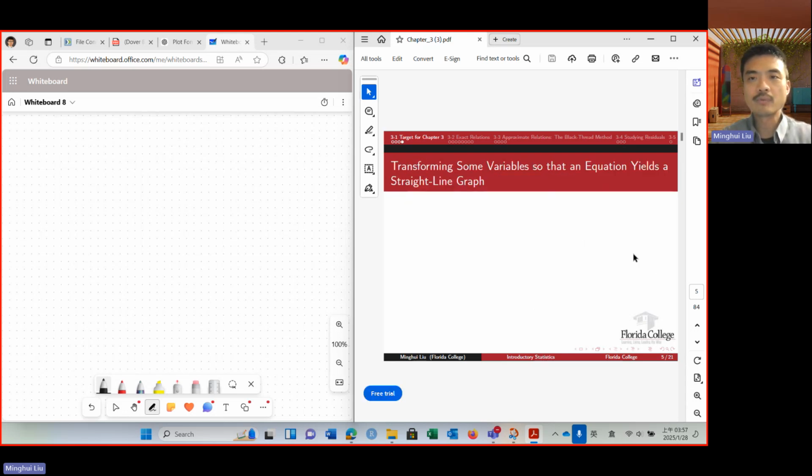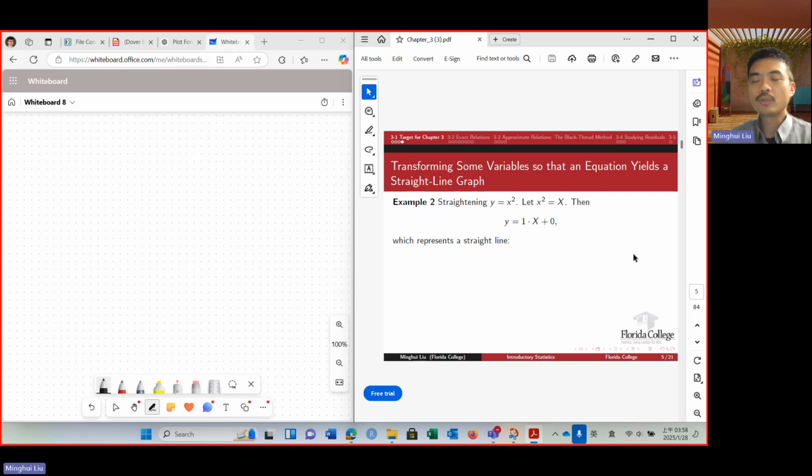And sometimes when we have an equation that is apparently not a straight line, we can transform some variables so that the new equation becomes a straight line. For example, everyone should know y equals x squared. The graph is a parabola. It's like a U-shaped thing. It is curved. It is not a straight line at all.